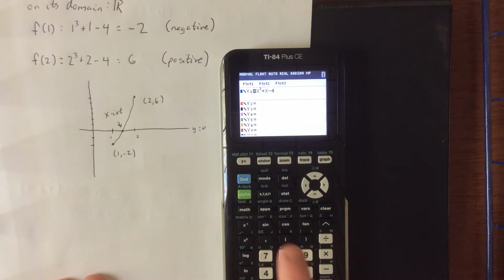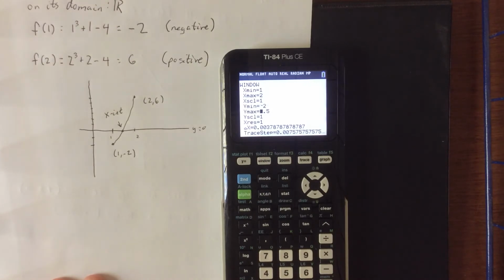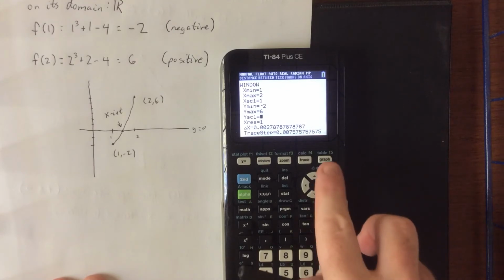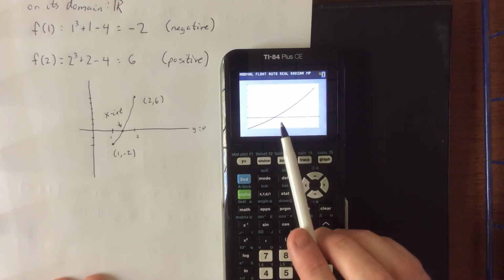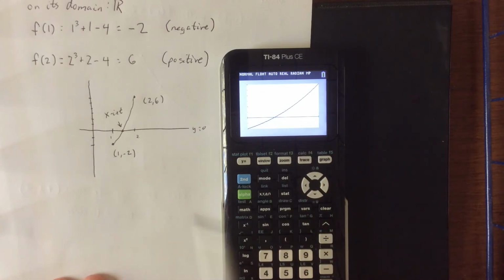Now we need to set an appropriately sized window for this. For the x direction, we're looking between x equals 1 and x equals 2. And based on our calculations, we know that y is going to be between negative 2 and positive 6. So if I take a look at the graph, we should be able to see, no problem, where our x-intercept is. Doesn't look exactly like mine, and that's fine.